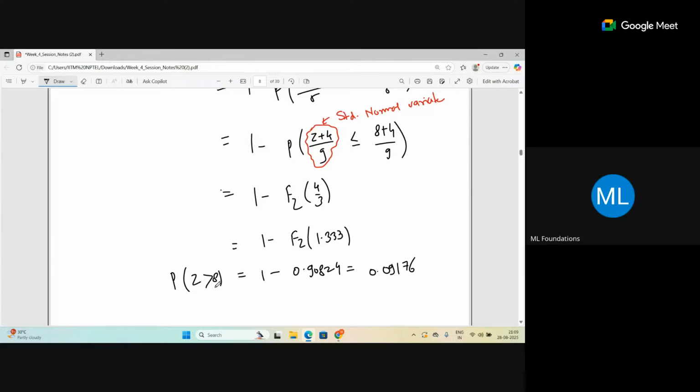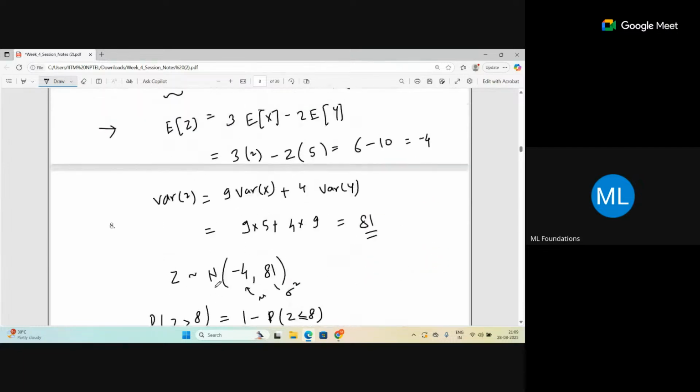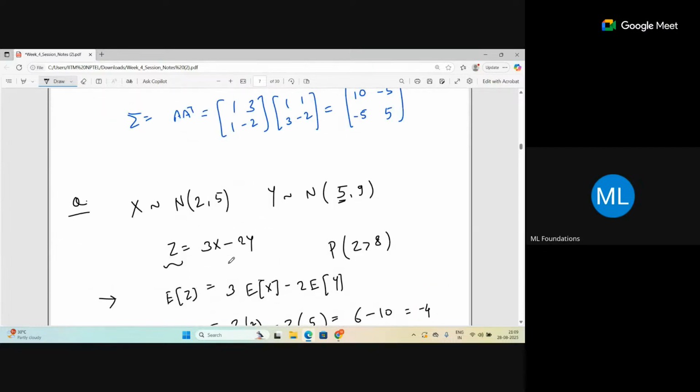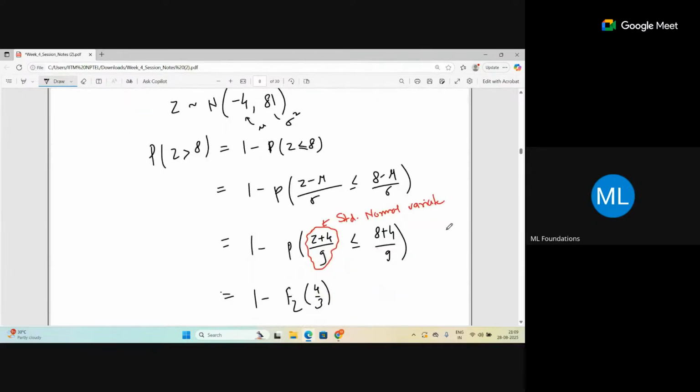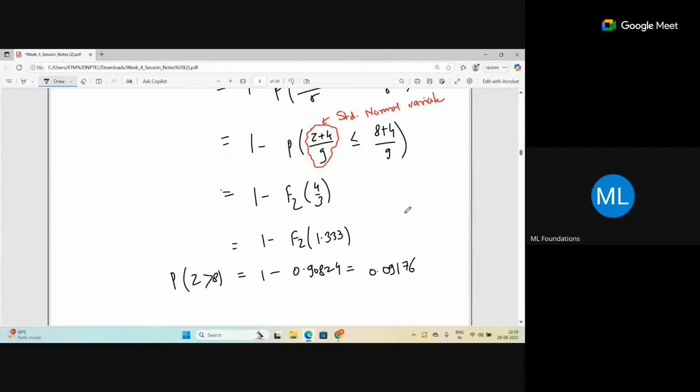Is that okay? I hope you understand that. So first of all, we found the distribution of this Z, and then we found its probabilities by making it into a standard normal variate.